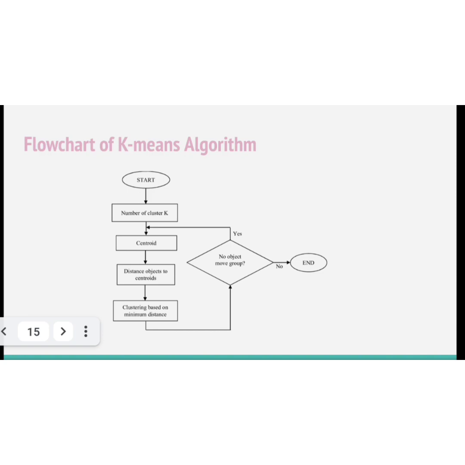to a cluster, and we will repeat all these steps till the clustering converges, till the clustering does not change any further. That means we have to repeat these steps until there occurs no change any further in the clustering. So that will be the end of the flowchart of K-means algorithm.